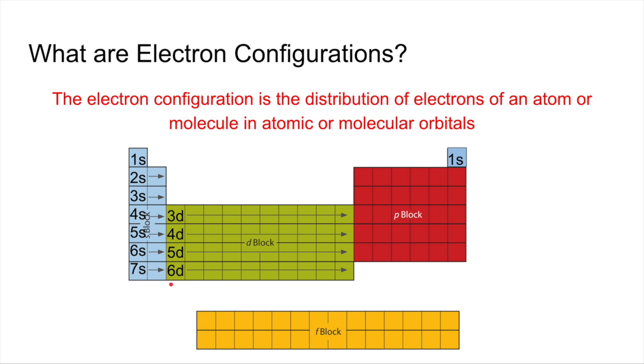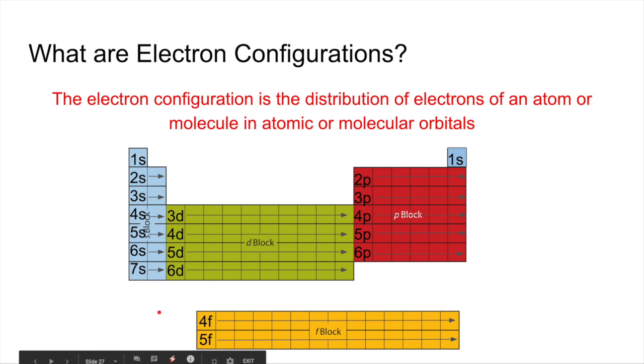But when you get to the D block, as you can tell, the fourth period doesn't start with 4D. It starts with 3D, and it goes to 4D, 5D, 6D. But when you get to the P block, it resumes back to the regular order. So there's no 1P, but there's 2P, 3P, 4P, 5P, 6P. And then we have the 4F and the 5F in the F block.